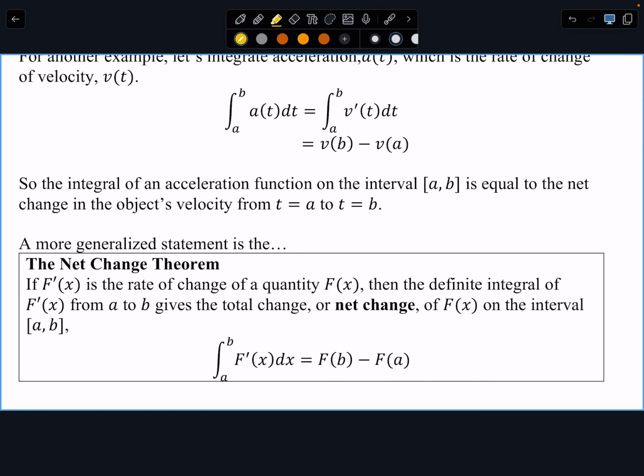So this leads us to the net change theorem. If capital F prime is the rate of change of a quantity, capital F of x, then the definite integral of f prime from a to b gives the total change, or the net change, of capital F of x on the interval.